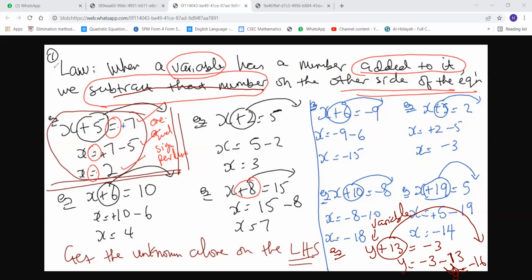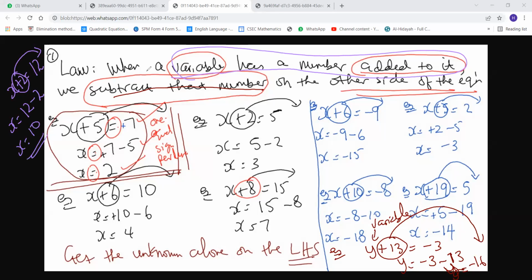We could do a simple example here. For example, x plus 2 equals 12. Some number, when you add 2 to it, you get 12. We know the number is 10 because 10 plus 2 is 12. But the law is: when a variable has a number added to it, we subtract that number on the other side of the equation. So x is equal to 12 subtract 2, x is equal to 10. This law is very simple.